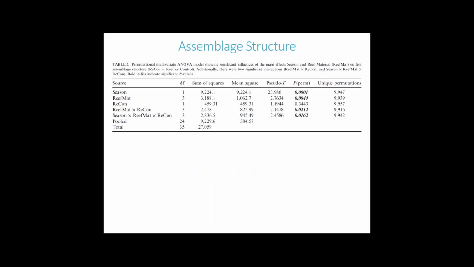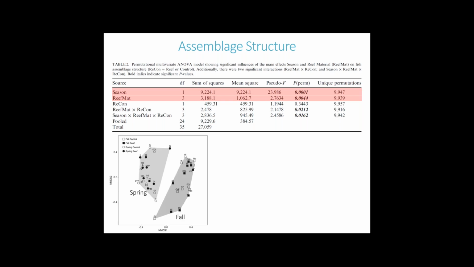We also want to look at assemblage structure. So when we compare a variety of effects, season, reef material, we get season and reef material as the only 2 significant main effects in assemblage structure. Now, if we focus on season and look at it in NMDS, we see substantial differences in fish assemblages associated with seasonal variation. Strong fall and spring fish assemblages during our sampling from these different reef structures.